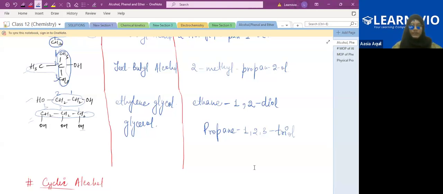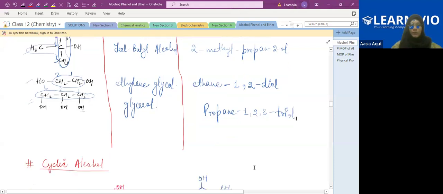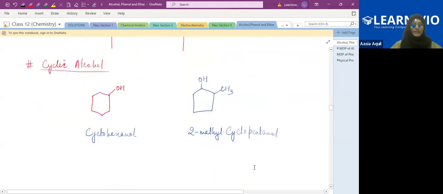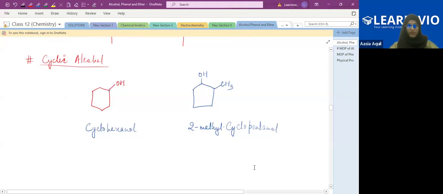The next one, let's see how to write down the IUPAC name of this cyclic alcohol. If there is a cyclic structure, cyclic alcohol, how can we write down the IUPAC name? Okay, so if there is a cyclic type of structure, you will use the prefix cyclo. Prefix आपने use करना है क्या? Cyclo. Prefix.